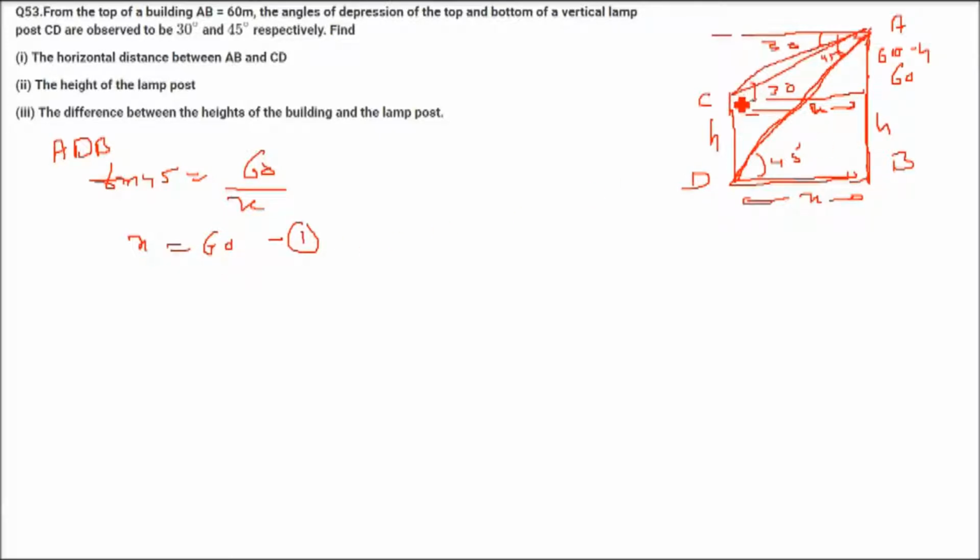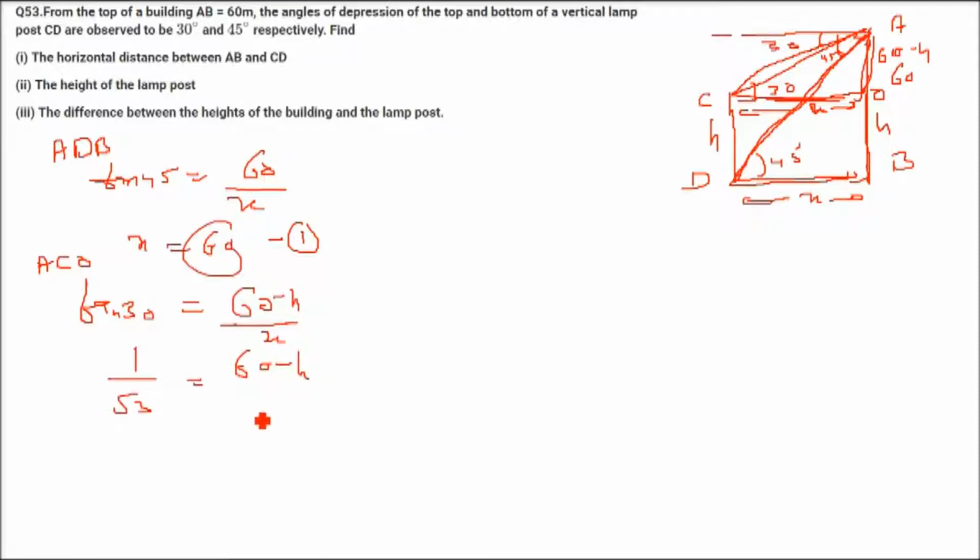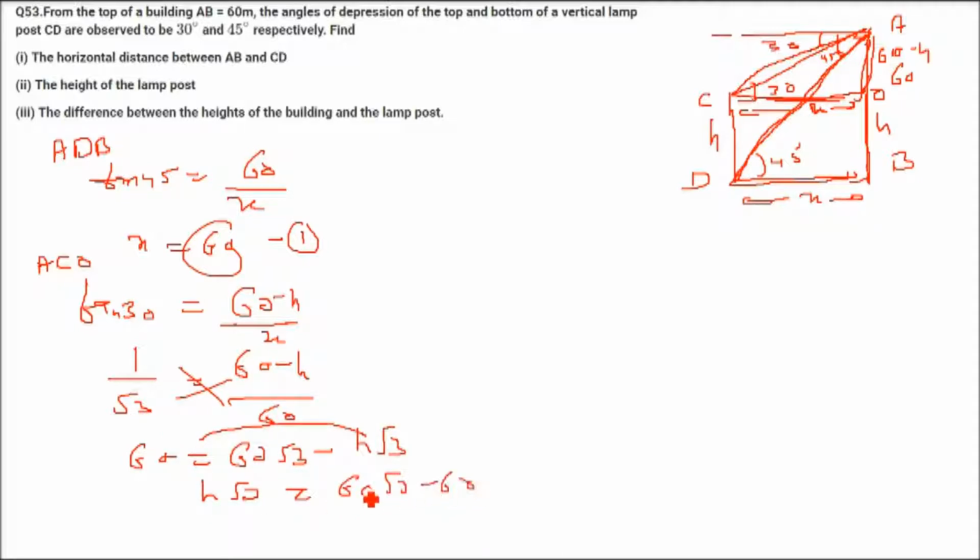Now coming to this triangle, let us assume it to be O, so ACO. So tan 30 degree will be equal to 60 minus H by X. Tan 30 is 1 by root 3. Now I'm putting X as 60 here. So what do we get? We cross multiply. 60 will be equal to root 3 into 60, that is 60 root 3 minus h root 3. So take this here, bring it here. So h root 3 will be equal to 60 root 3 minus 60.